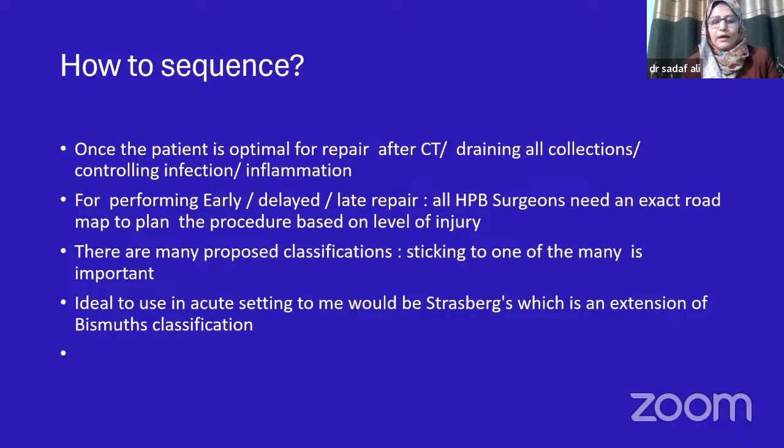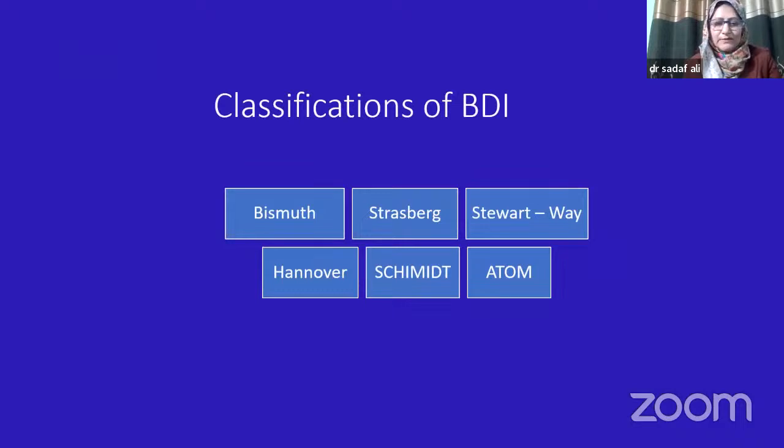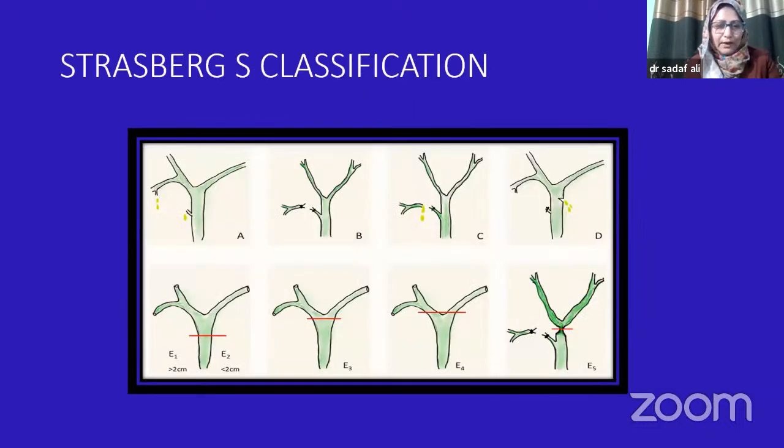And the ideal classification in the acute setting, once a patient has come after injury, would be the Strasberg classification, which is an extension of the Bismuth classification. There's a vast variety of classifications, and if you want to discuss them while investigating, you need another 20 minutes.